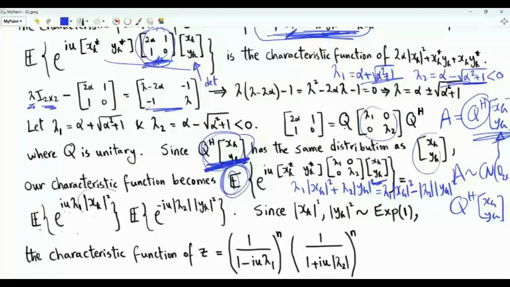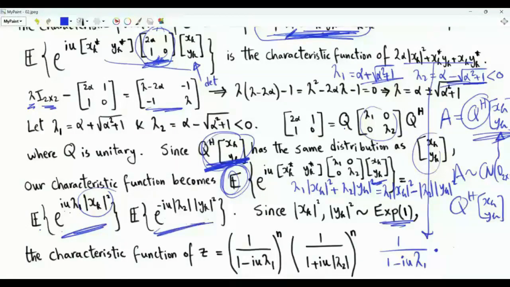Expectation of e to the i u lambda 1 times the magnitude of xk squared, times the expectation of e to the minus i u, the absolute value of lambda 2, times the magnitude of yk squared. Xk and yk are CN(0, 1), and so the magnitude squared is an exponential 1 random variable. We can compute the characteristic function of an exponential 1 random variable or take it from a reference. Our conclusion will be that the first expectation gives 1 over 1 minus i u lambda 1. And the second expectation gives 1 over 1 plus i u absolute value of lambda 2.